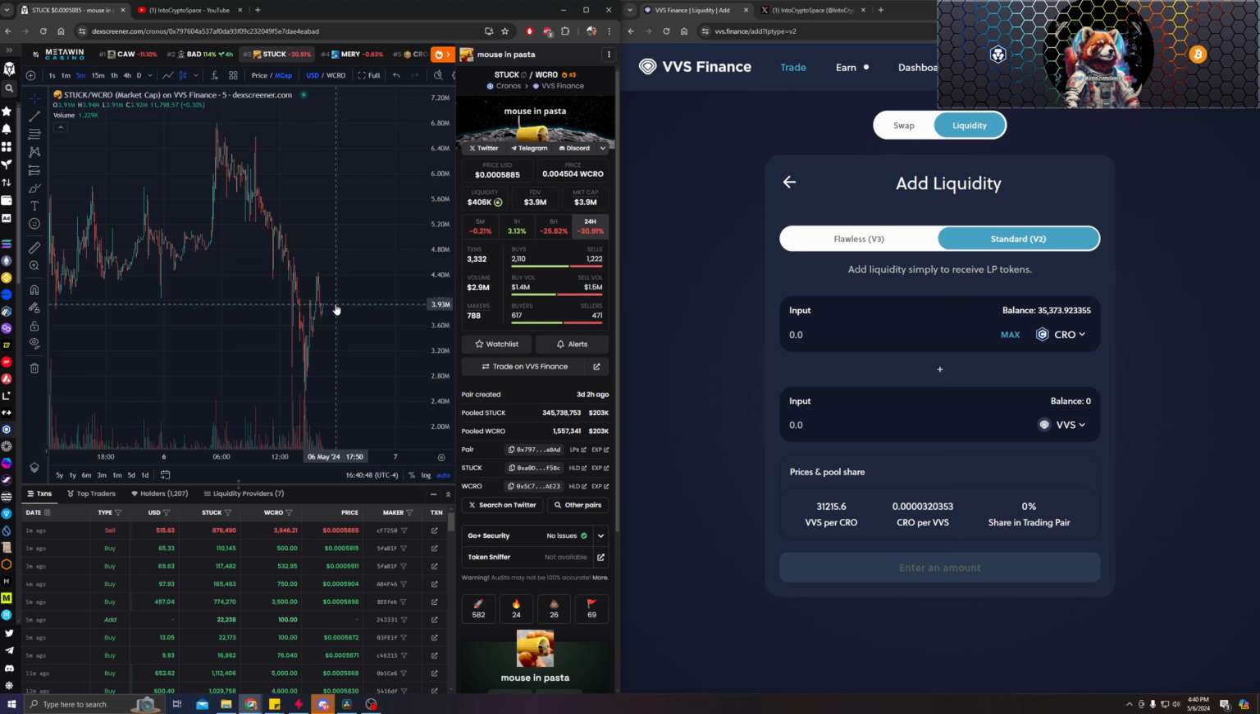It's essentially a double down opportunity. Think about it: you're providing the native token to pair with the asset of your choice. The asset of my choice here is Mouse and Pasta. So think about the CRO that you're going to be pairing to as a direct buy on that chart at that position for that CRO.